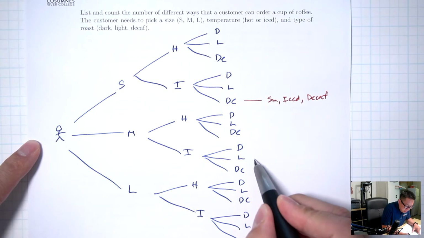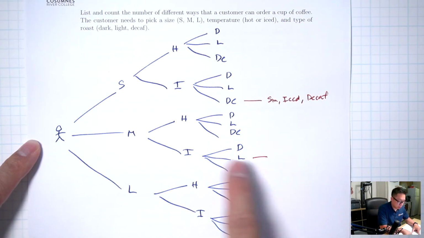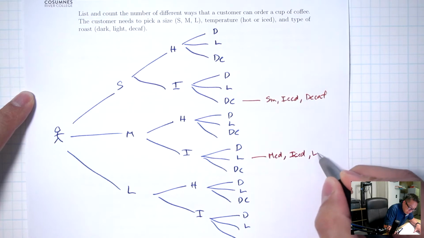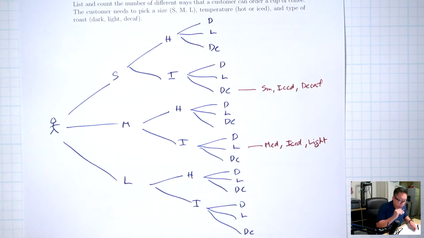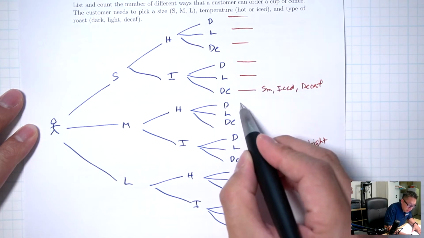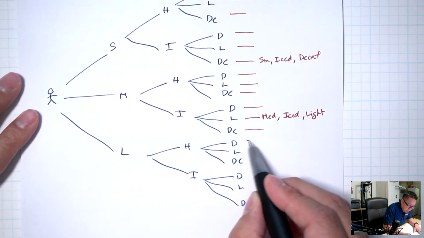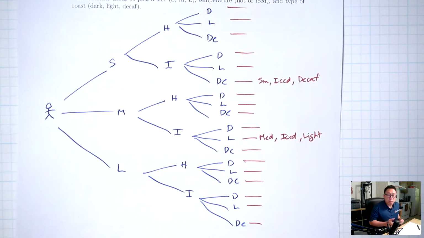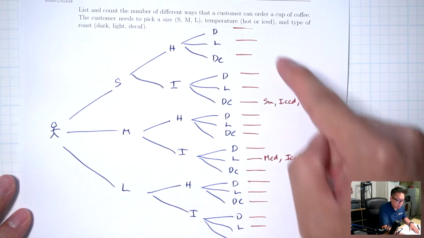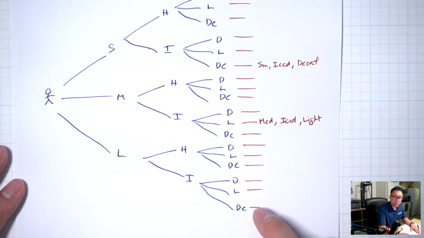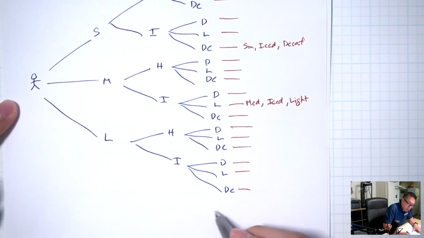What does this path represent? That path would represent someone going medium, iced, light, right? And so on. I'm not going to go through and write what each path represents, but each path represents one way that a customer can order a cup of coffee. And our question was, how many different ways can they order coffee? So in other words, how many different paths are there? There's 1, 2, 3, 4, 5, 6, 7, 8, 9, 10, 11, 12, 13, 14, 15, 16, 17, 18. Looks like there's 18 different ways that a customer can order a cup of coffee.